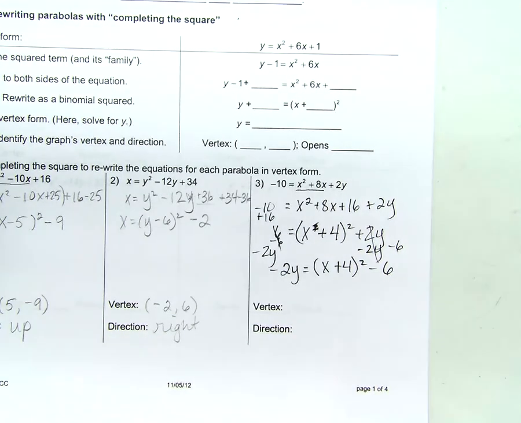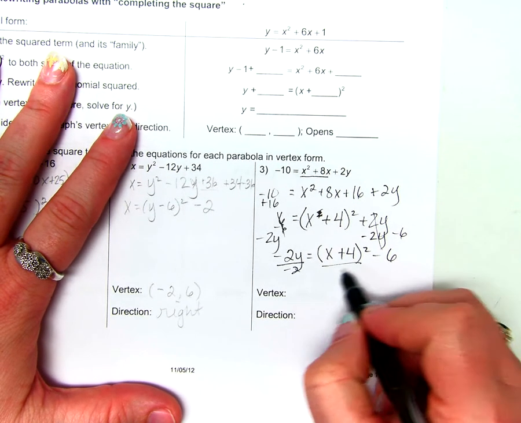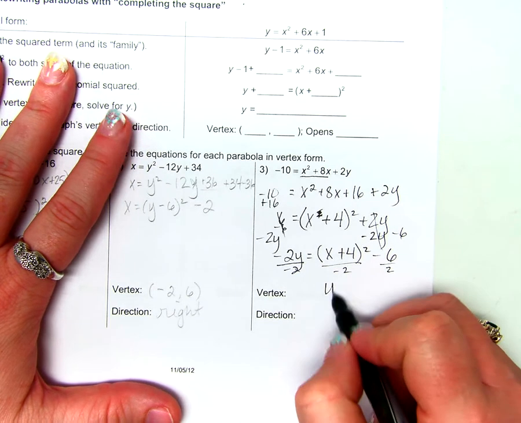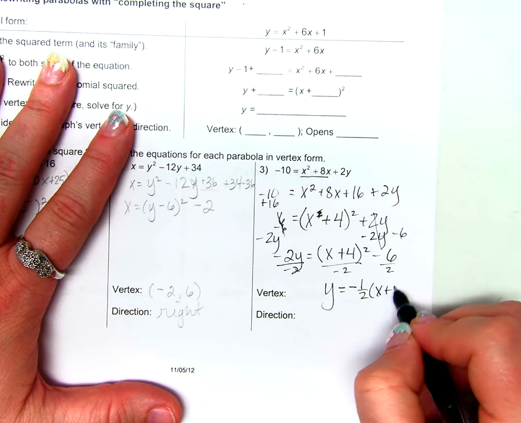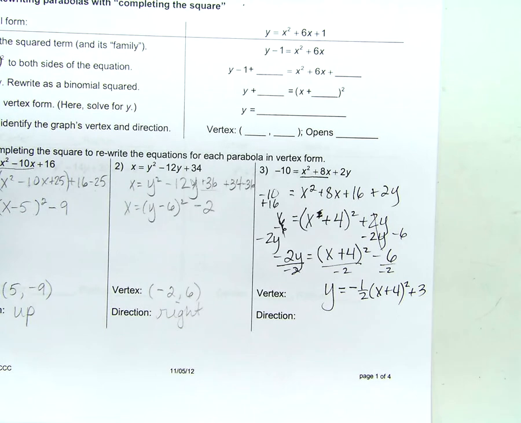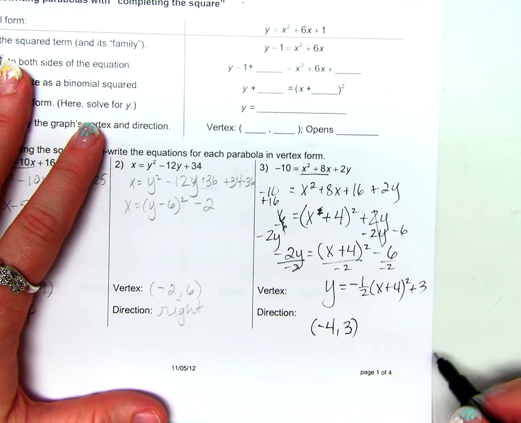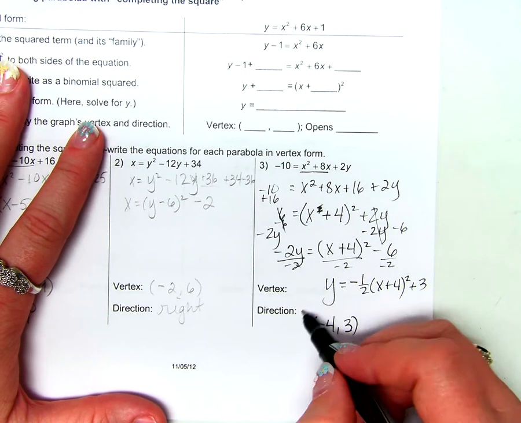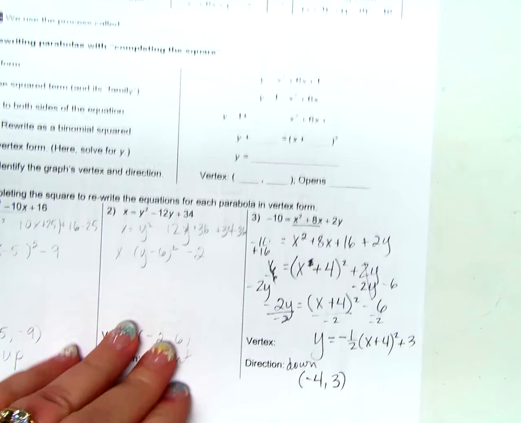Yeah, I don't know why I did that. I'm sorry. Thank you. So is this done? Why not? Well, y is still not by itself, so I divide everything by negative 2. So my final equation ends up being y equals negative 1/2 (x plus 4) squared plus 3. Where is my vertex? Negative 4, 3. And what direction does it open? Down. Okay? Do you have any questions about that?